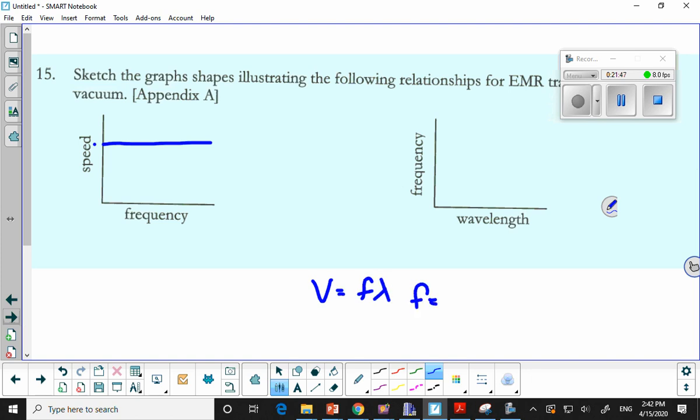So if we wanted f, it was v over lambda. If we wanted lambda, it's v over f. They were on the opposite side, so they were inverses of each other. So as one goes up, the other goes down. So if we were to write that relationship out, it would be frequency proportional to 1 over wavelength. If that's the case, that graph is going to look like a very gentle slope coming down like that.